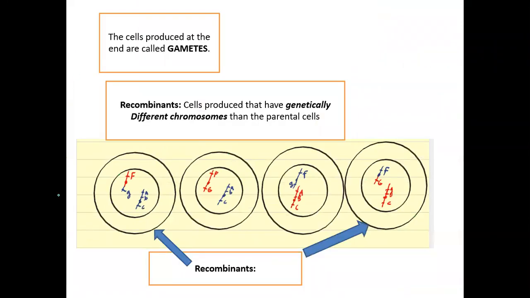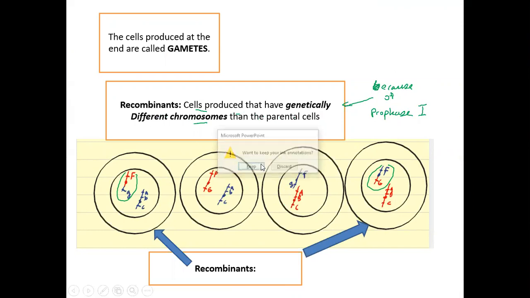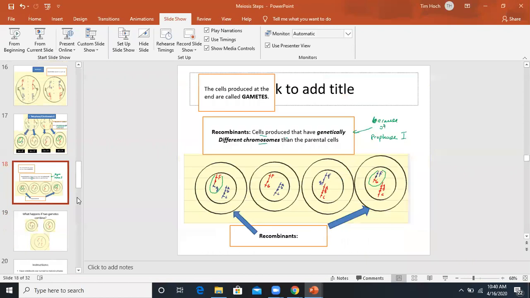So like I talked about earlier, recombinants are going to be cells produced that have genetically different chromosomes than the parental one. So these, like I said, that would be a recombinant one. This would be a recombinant one, okay? And this has occurred, I should say, because of what happened in prophase 1, okay? That is critical. It's because of prophase 1, that's what happened. So if you keep that in mind, let's kind of jump ahead. Let me show you this.